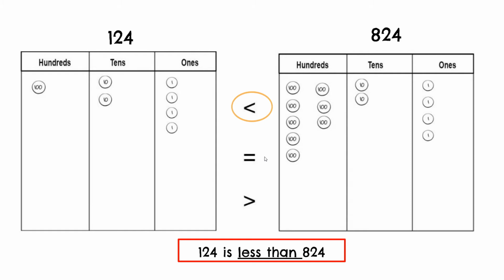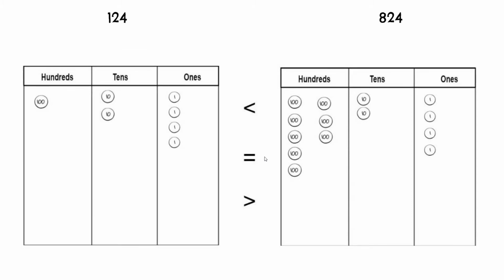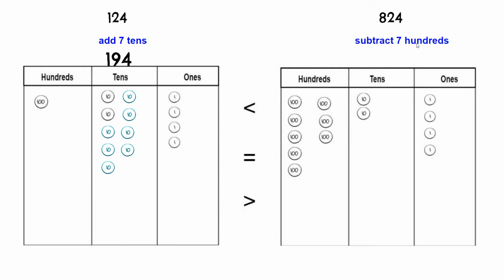All right, now let's move on to the next one. Now, we still have 124 and 824. But it says here, add 7 tens. We're going to add 7 tens. Here we go. Count with me. Here's the tens place value spot. 1, 2, 3, 4, 5, 6, 7. Now, we've got 100, 9 tens, and 4 ones. That gives us 194. Let's move on to 824 and let's subtract 700s.